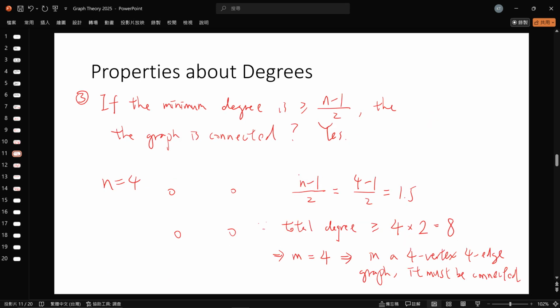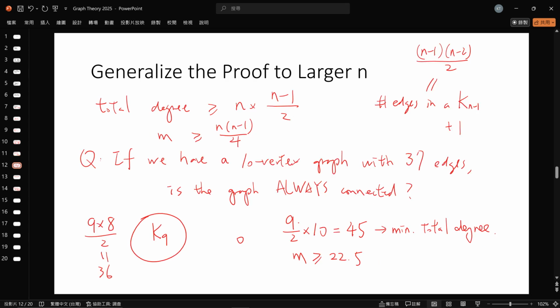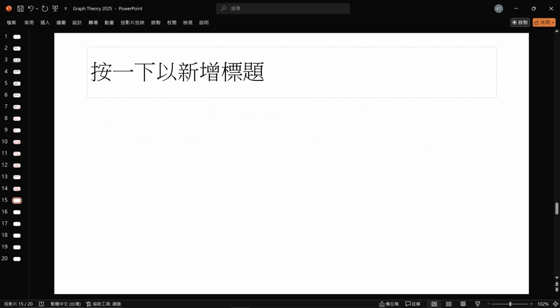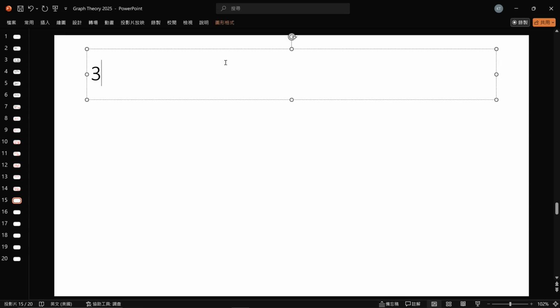But for this one, because we use proof by contradiction, we actually do not know the structure of the graph, okay? So next I'm going to give you the second correct proof, okay? And in this second proof, you're going to see some of the structural properties of this kind of graph. Okay, so this will be our third approach.